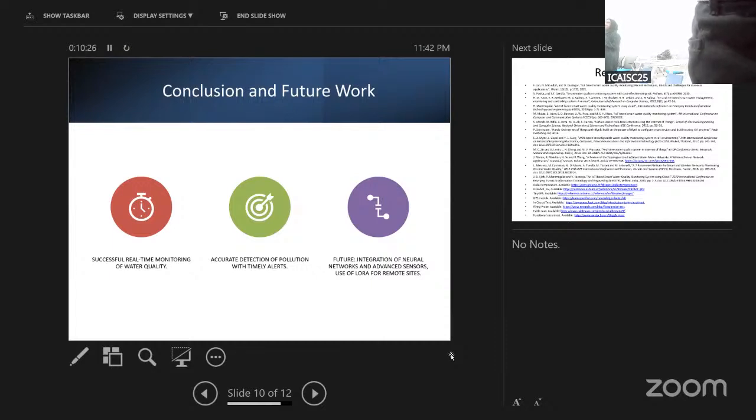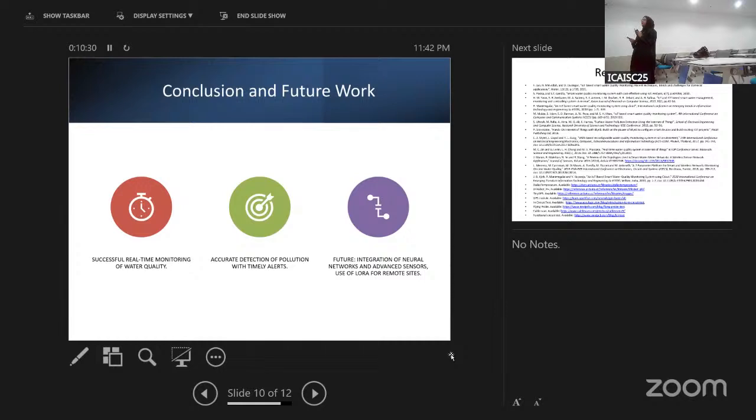For the future work, our future directions are that we want to do some more analysis with the help of neural networks, and we will increase the distance to monitor the real scenario. For that, we will use LoRa for remote sites.